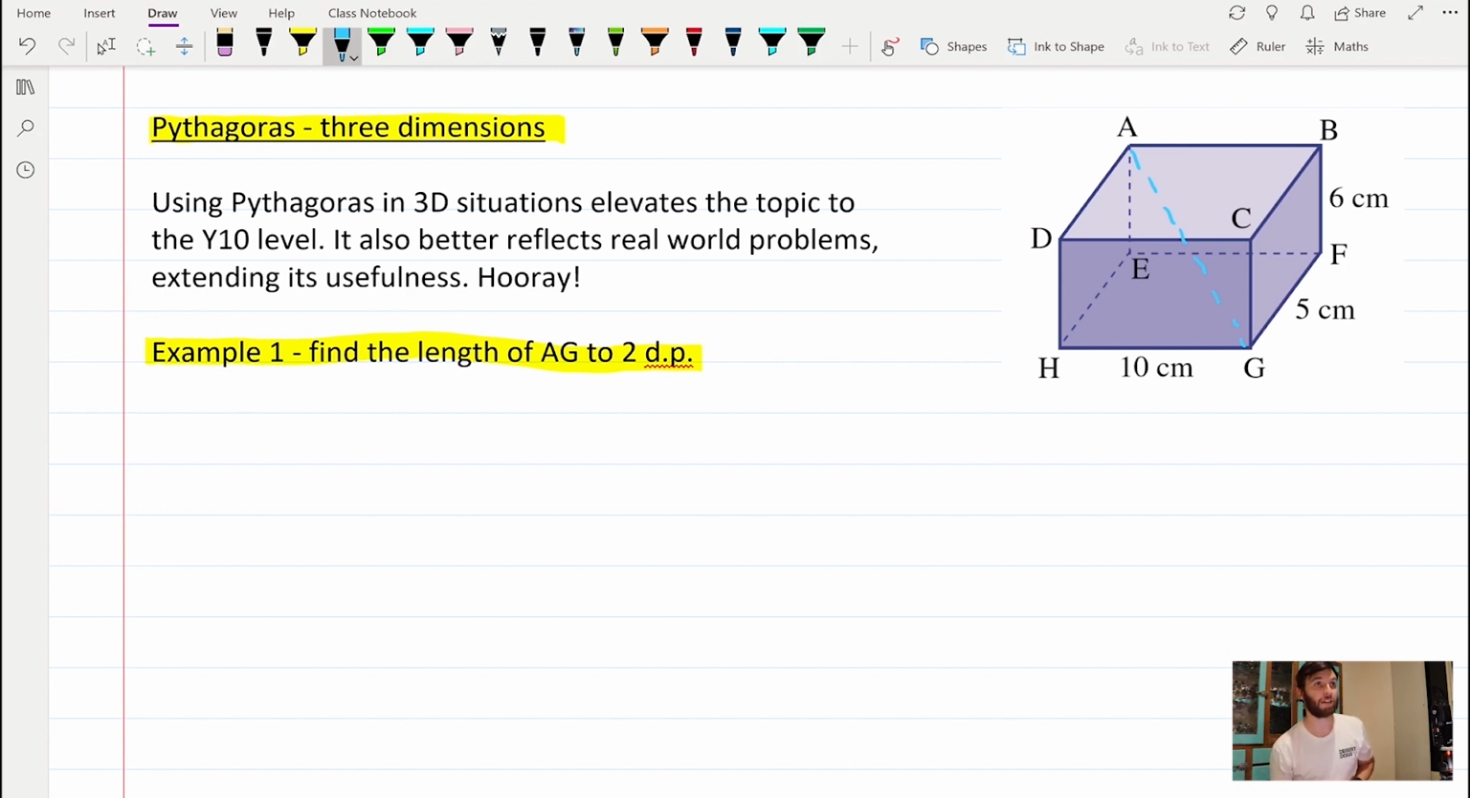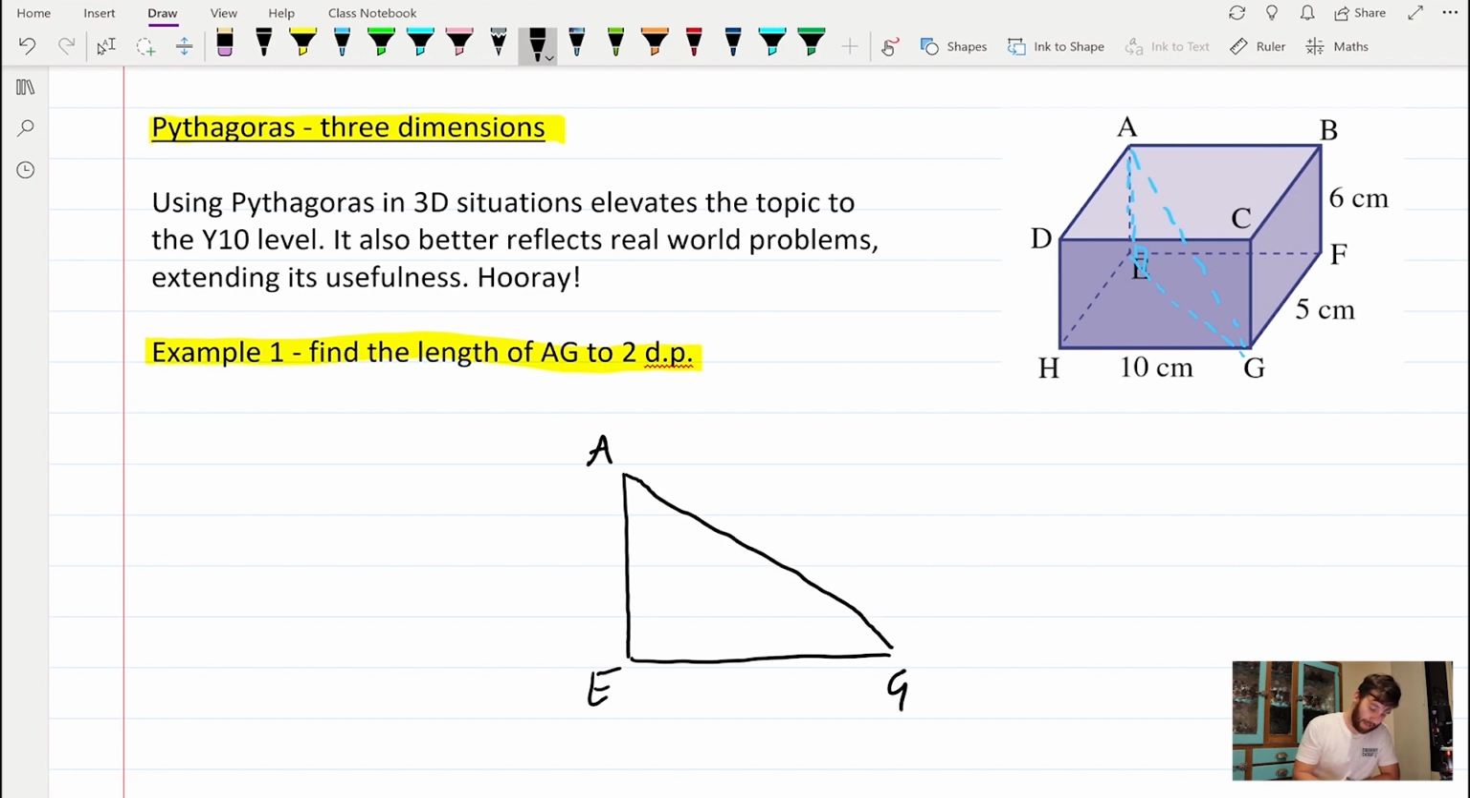What I'm going to do now is draw a couple of things here. That diagonal that I've just included, I'm going to bring down between A and E, and then bring another diagonal across from E to G. So what I've drawn there in 3D is actually a right-angled triangle, and I'm going to sketch this just here. So I've got A, E, and G, and a big diagonal down the middle. And that's a right-angled triangle.